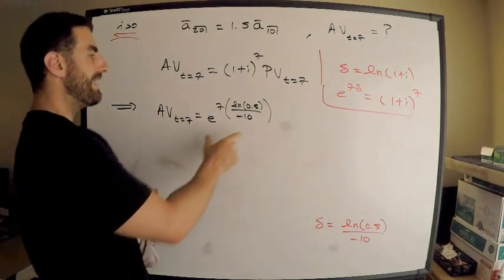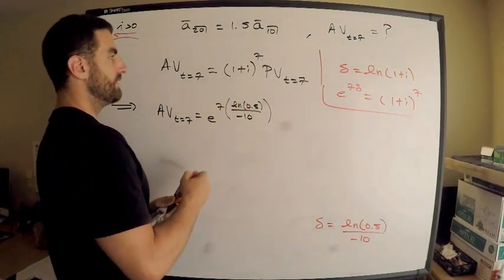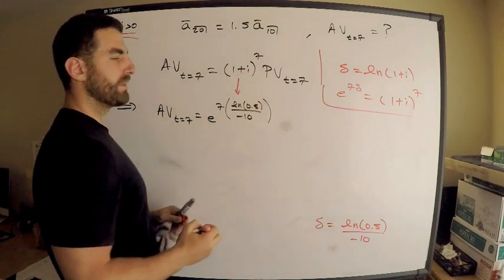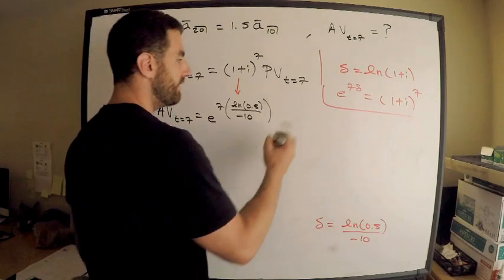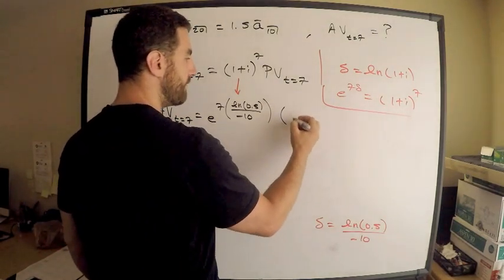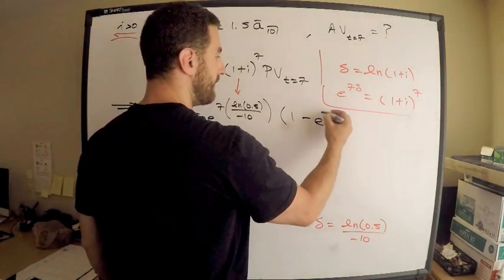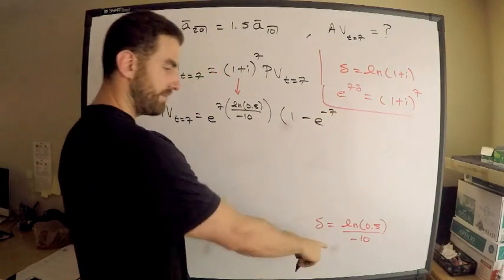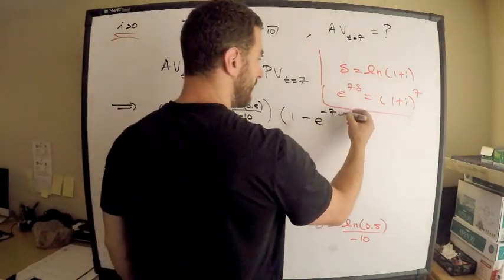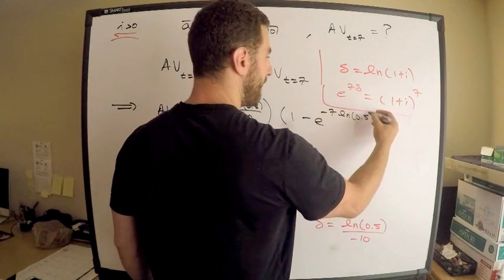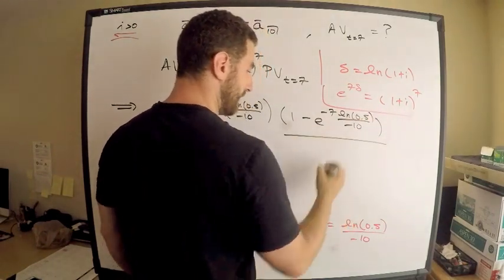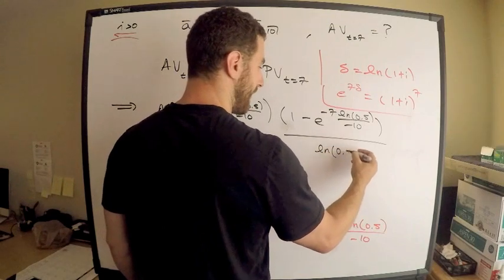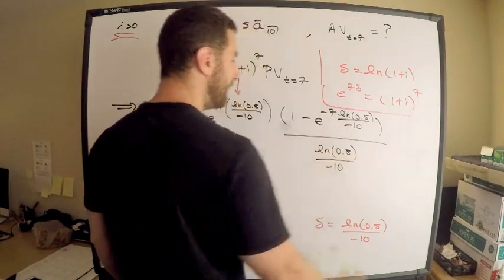This is this piece right here. The present value of a continuous annuity after 7 years is the following expression. Using the definition from before, it's 1 minus e^(-7δ), where δ is ln 0.5 divided by negative 10, and then divided by delta, which is ln 0.5 divided by negative 10.